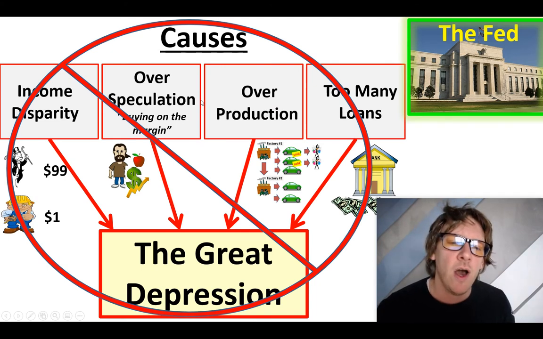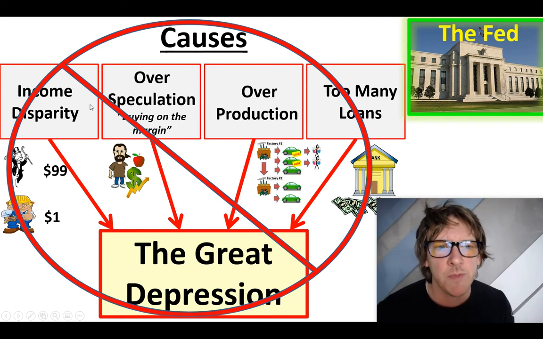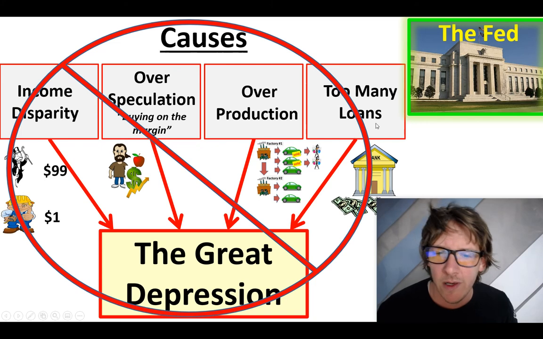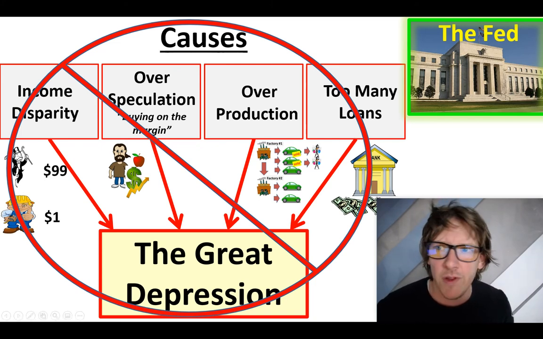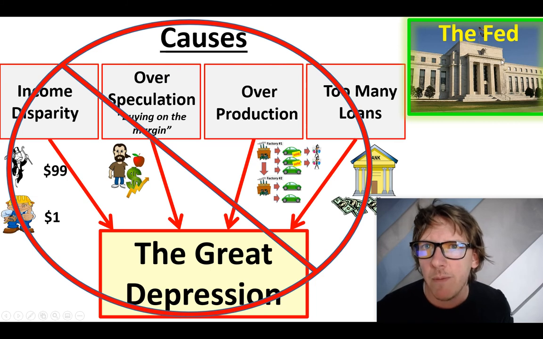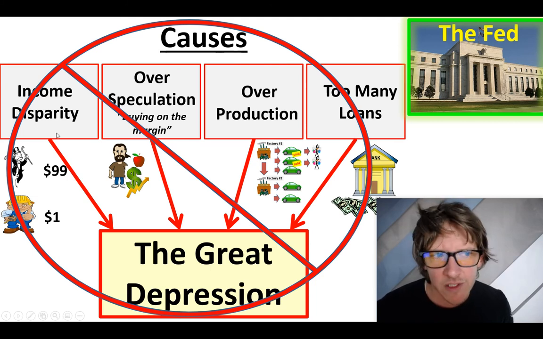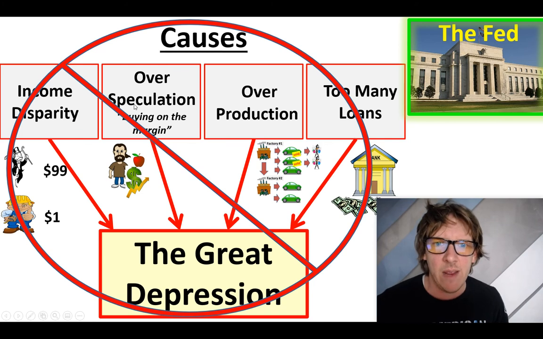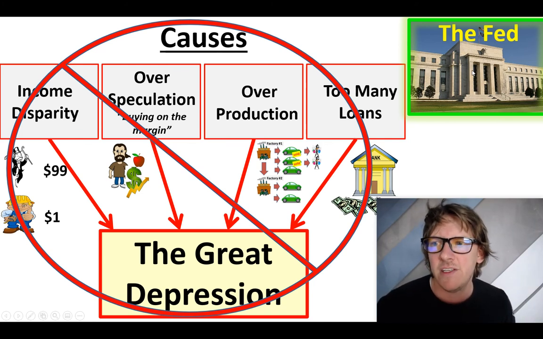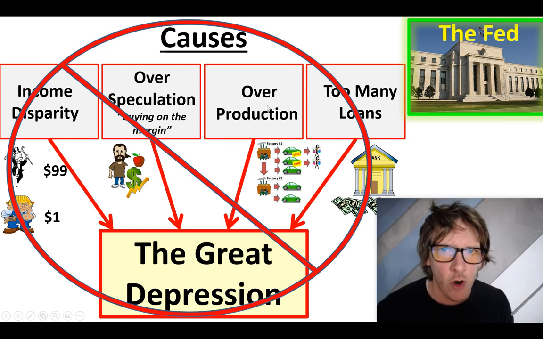Here is your AP causes for the Great Depression: income disparity, overspeculation, overproduction, too many loans. That's great. And those did contribute. But the main reason for this stuff to happen was the Fed was pumping a bunch of money in the economy, which allows income disparity to happen. The Fed is pumping a bunch of easy money into the economy, easy to borrow money. So it's easy to speculate and gamble on the stock market. There's easy money, which covers up overproduction. It's easy to borrow the money, and you can make it through.